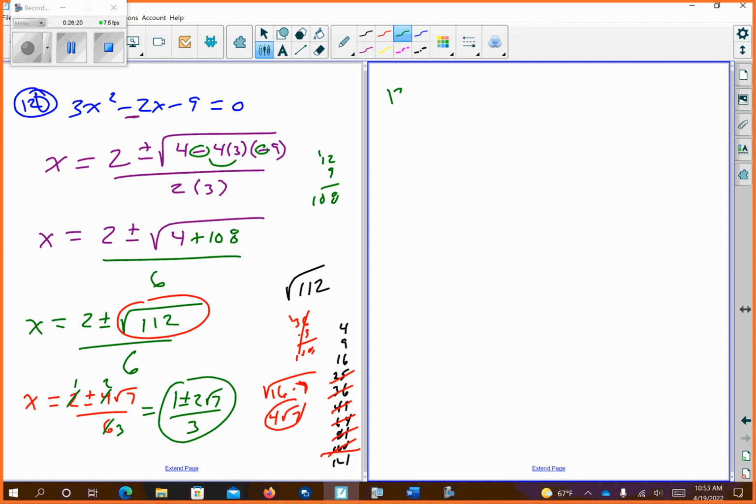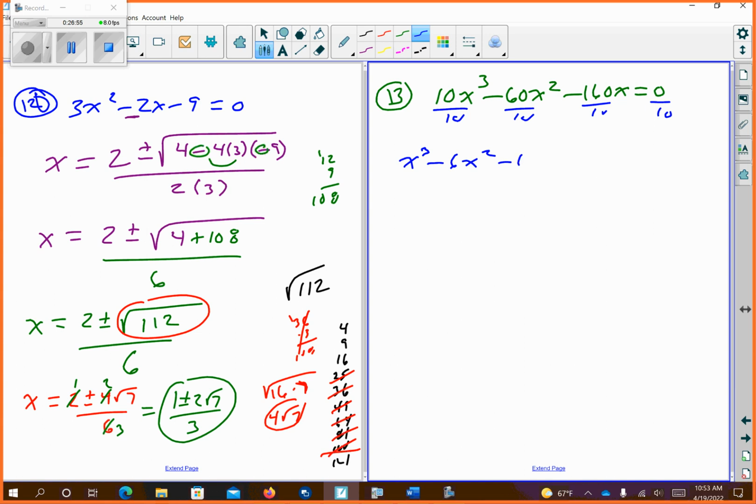Number 13. Looking at number 13 right off the bat, what can you tell me about number 13? It can be reduced. What else? How many answers? 3. Why 3 answers? It's raised to the third power. Okay. So, before I do that, can I divide this by 10, this by 10, and this by 10, and this by 10? If I do that, I get x to the third minus 6x squared minus 16x equals 0.